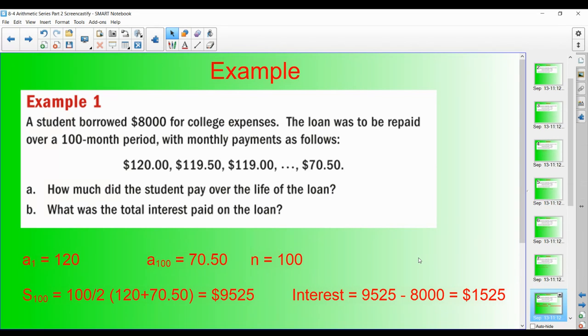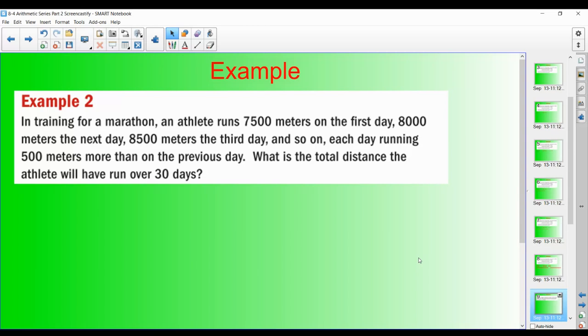So I can use problems like this to figure out how much loans are going to cost me. This one is an example of running. If an athlete is training for a marathon, they ran 7,500 meters one day, 8,000 the next day, 8,500, and keep adding 500 for 30 days, I want to know the total distance that person has run.